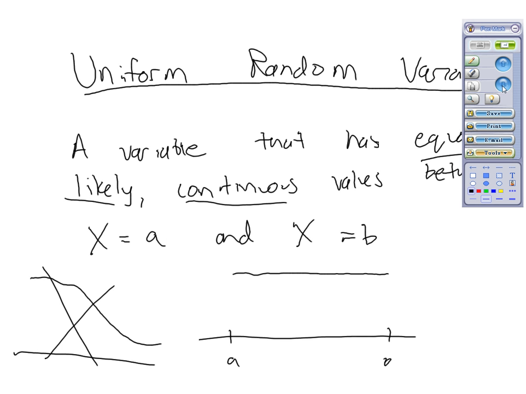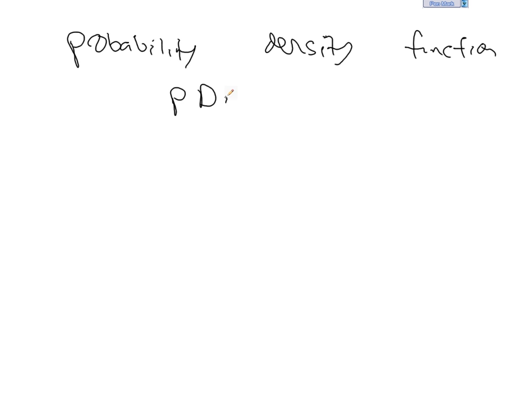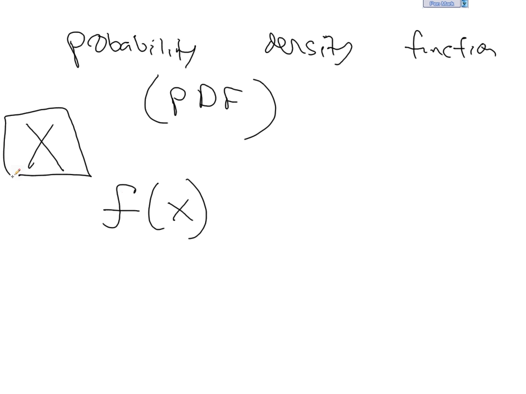So to write a function for this, to write what we call a probability density function, which we simply call PDF. And the probability density function, not to be confused with the file type, by the way, just tells you what the graph should look like if you have a uniform random variable. So if the variable is called capital X, then the function itself will look like this. It will be 1 over B minus A.